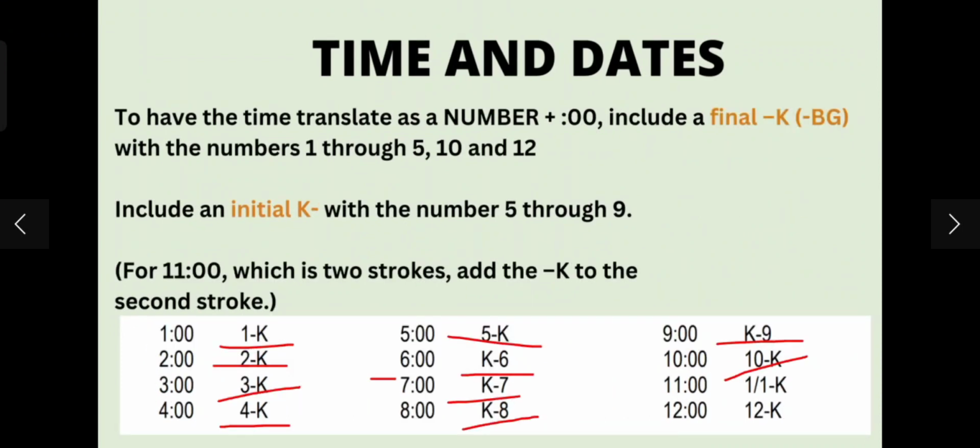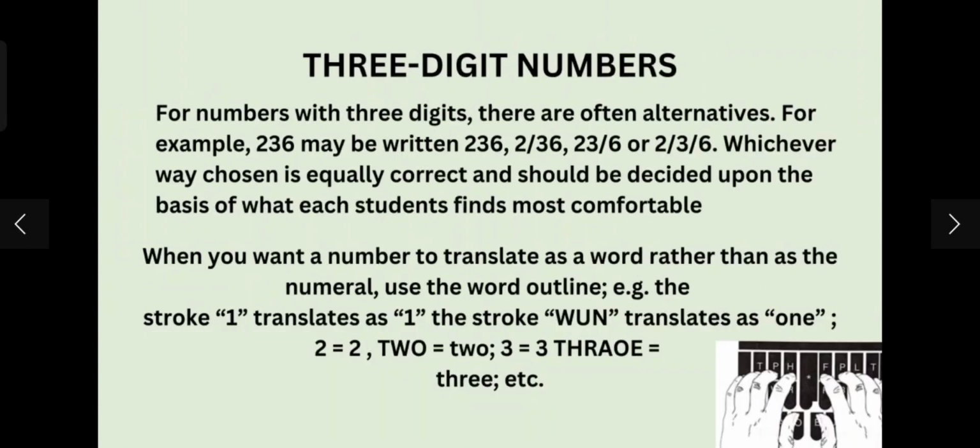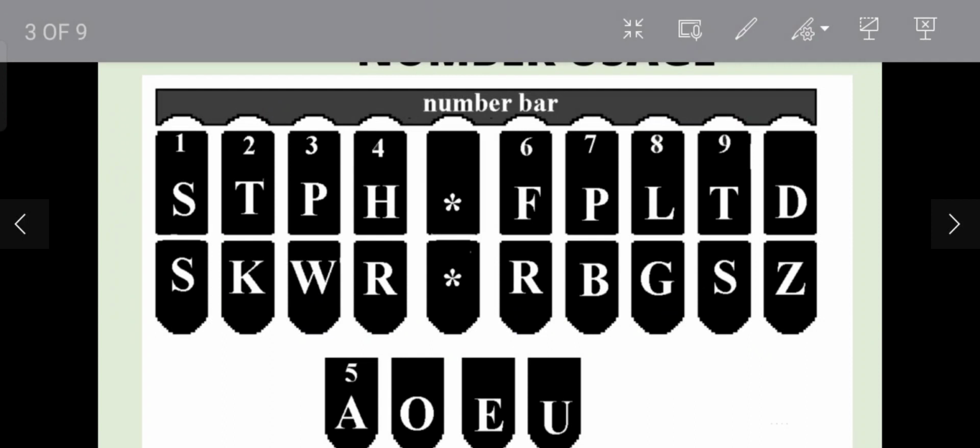And then we have 11. Okay, here. For 11, which is two strokes, add the final K to the second stroke. So for numbers like 10, 12 or 11, we are talking about time. So it's 1 and 1, that's 1 and 1K. Then if 12, that's 1, and you can do them together: 1 and 2 and then K. If you want to mix it up in your life, it can be 1, and then next 2, and then K.